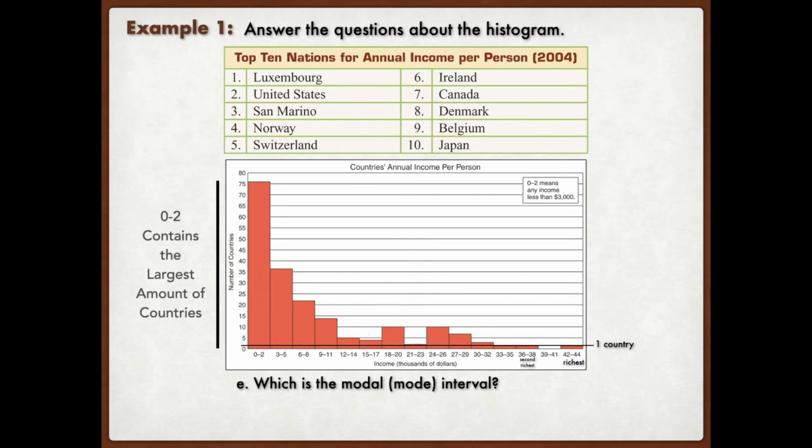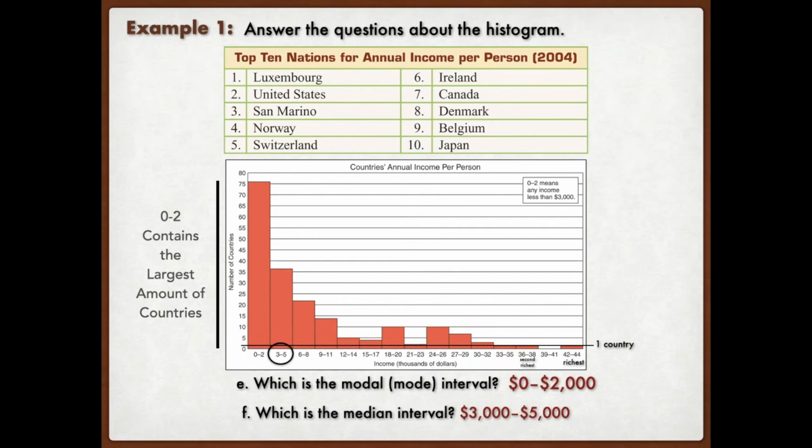Okay, what is the mode or the modal interval? Okay, think about what the mode is. Remember, the mode is the one that occurs most frequently. So which bar graph, which part of the histogram occurs the most? That's going to be the 0 to 2, because we have 76 countries happening in that part of the histogram. So I believe the mode should be 76. And let's see, yes, 0 to 2, $2,000.